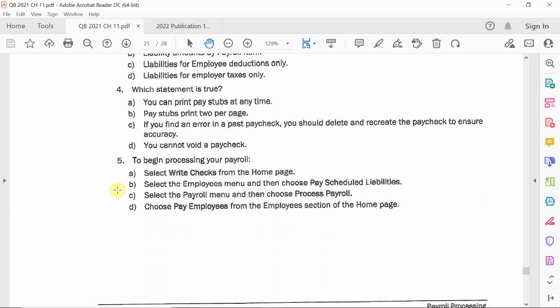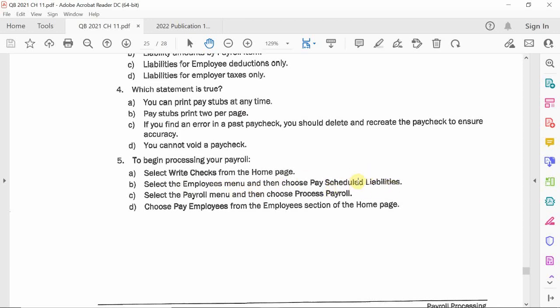Okay. Number 5, to begin processing your payroll, is it D? D is correct, right? You're going to choose pay employees from the employees section of the homepage. Yes, that's to initiate the payroll. You never write a check for your employees when you want to process payroll. And then it says select the employee menu and then check pay scheduled liabilities.